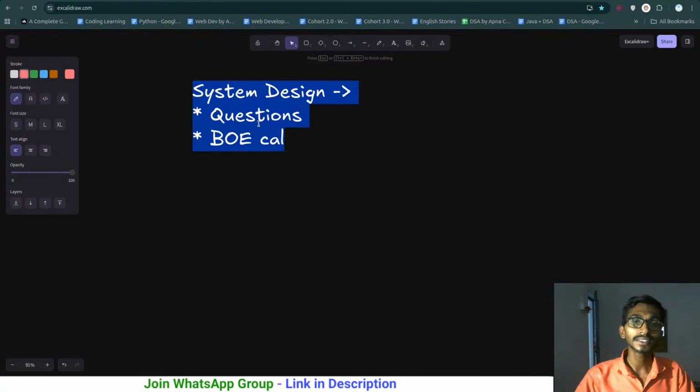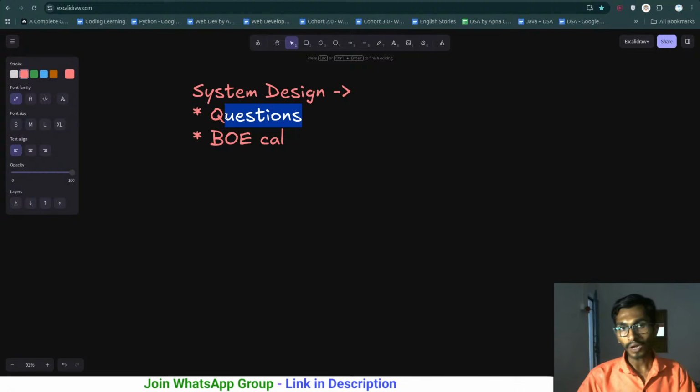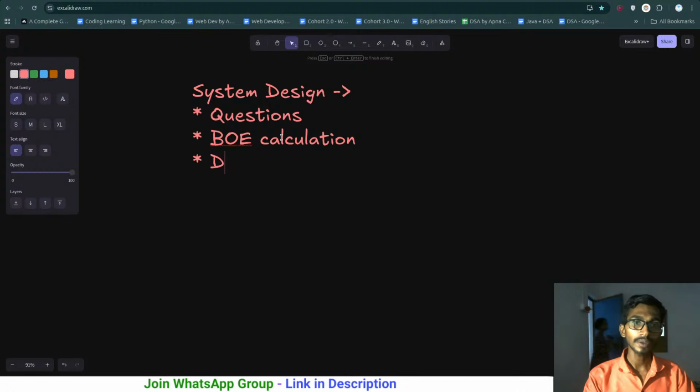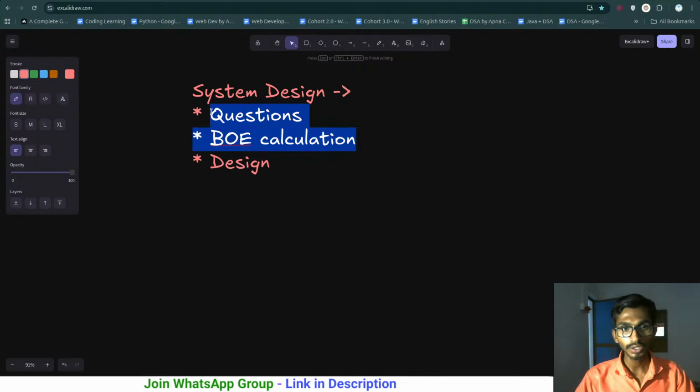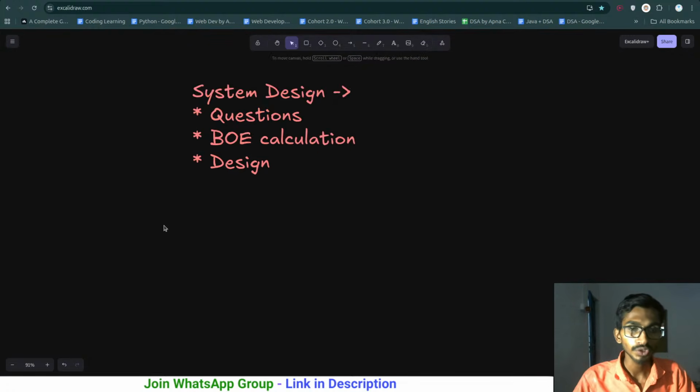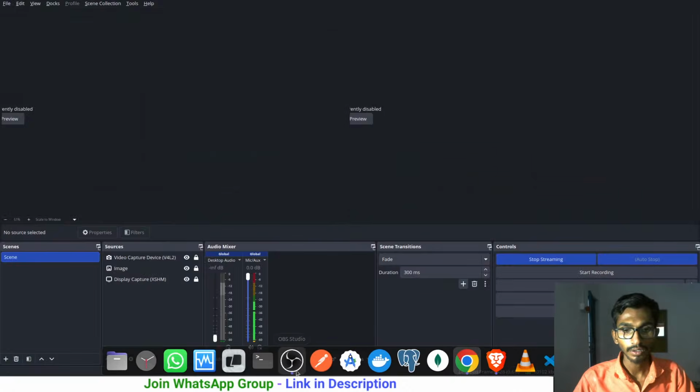So ultimately, these are the things that I was simply talking about. You need to first of all ask questions, and once you have asked questions, you have to get a back of the envelope calculation done. And lastly, once all these things are done, then you have to think of the system design. So first of all, you have to ask questions, then get the calculations done, and then start designing based on the calculations and the questions. So this is how overall things are going to be.